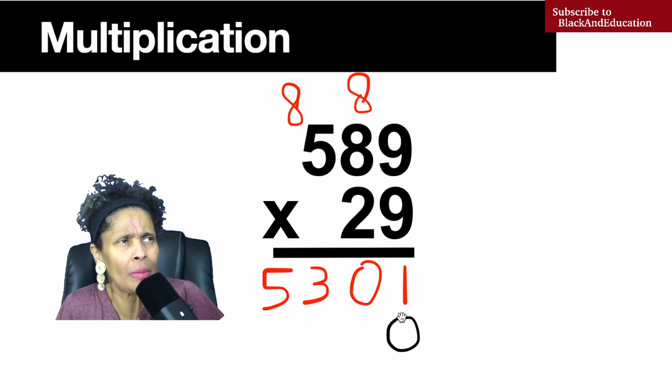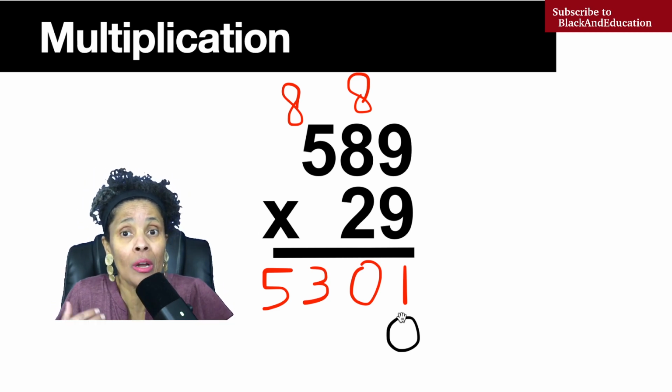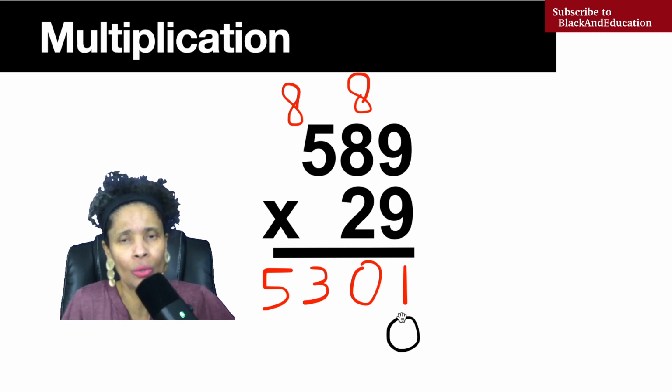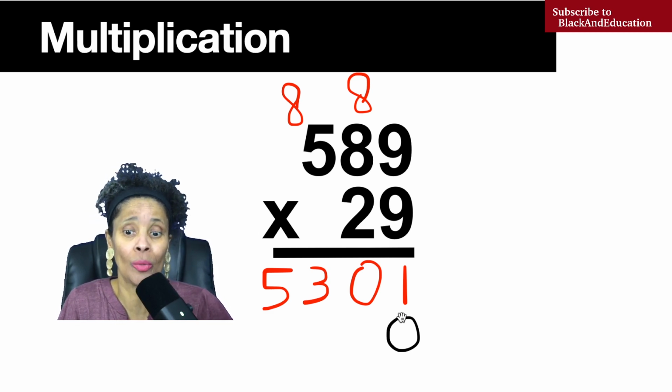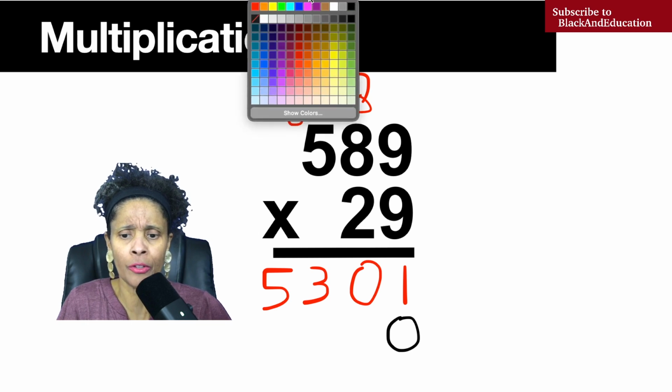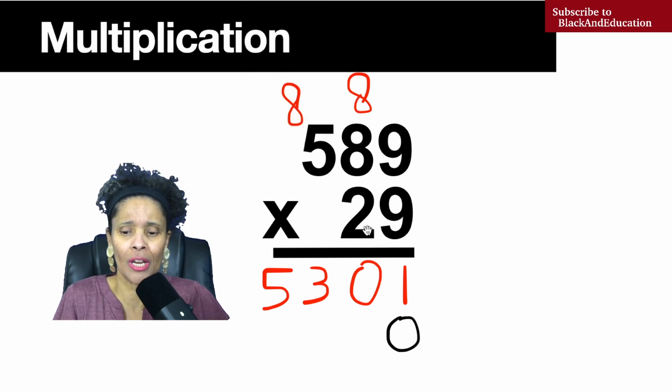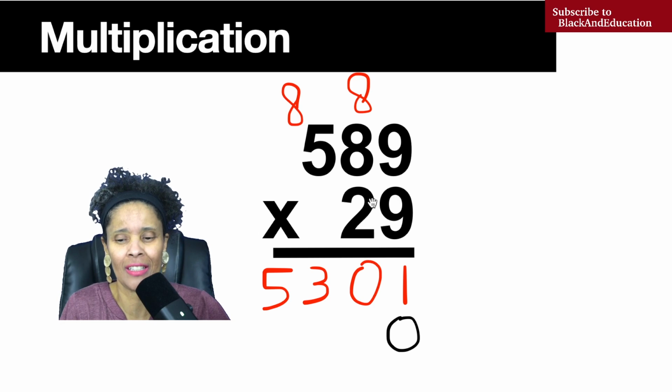So sometimes children might forget to do this, or if they have 3 numbers on the bottom, they may have trouble with the placeholder. But you want to make sure your child can do this, because they're going to be asked to do this quite a bit in fifth grade when they're doing their multiplication problems. So now we have a placeholder here and we can go ahead and get started and keep going.